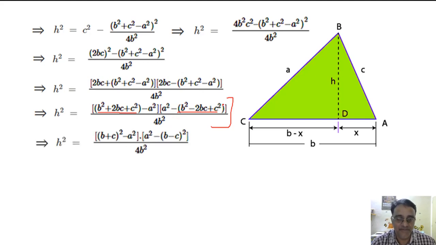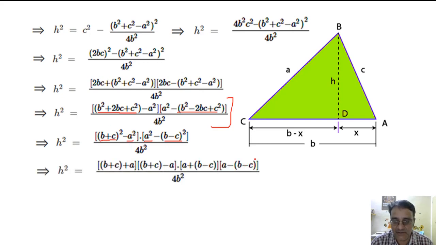Again we will use that formula x square minus y square for both the terms, x square minus y square. Here also we'll use that formula x square minus y square. We have seen that the formula is x plus y into x minus y. So this plus this and this minus this, the first one and the second one also. So we will get 4 factors here.